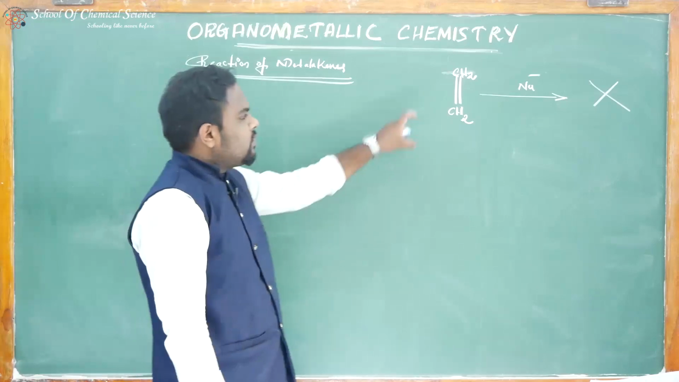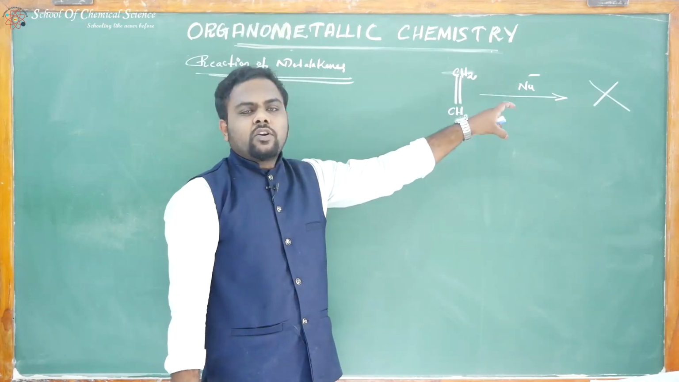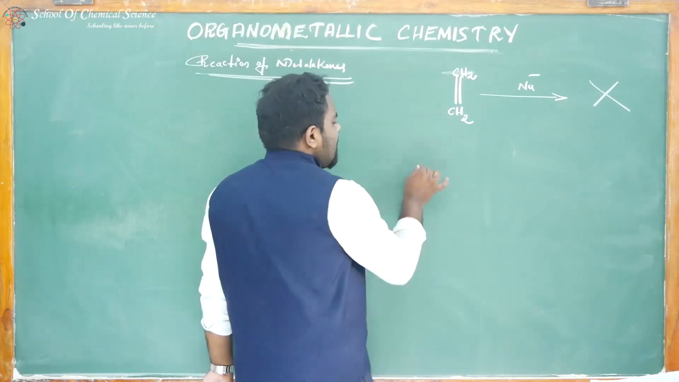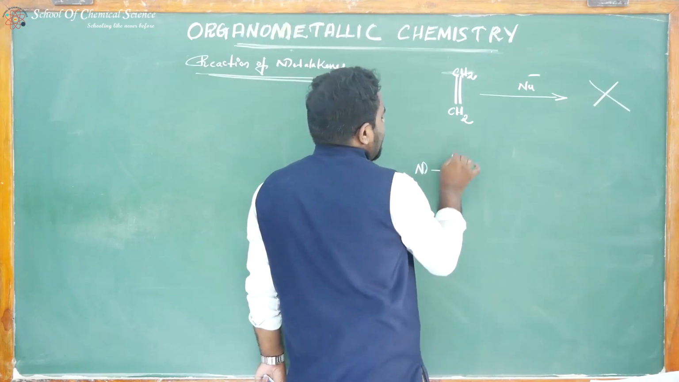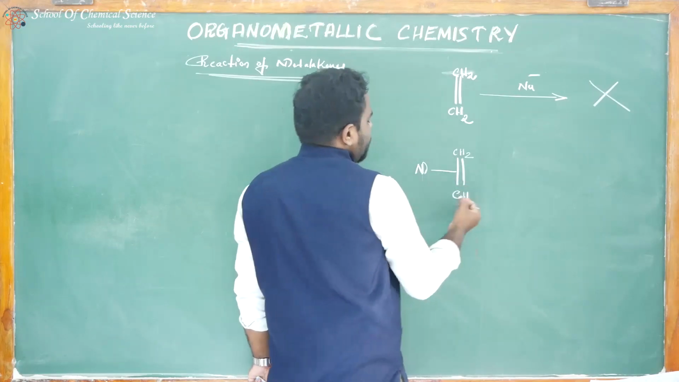Why? Because the alkene is also an electron rich center, and the nucleophile is also electron rich. So two electron rich centers will not react. But a metal alkene, a metal coordinated to an alkene, CH2 double bond CH2, is different.